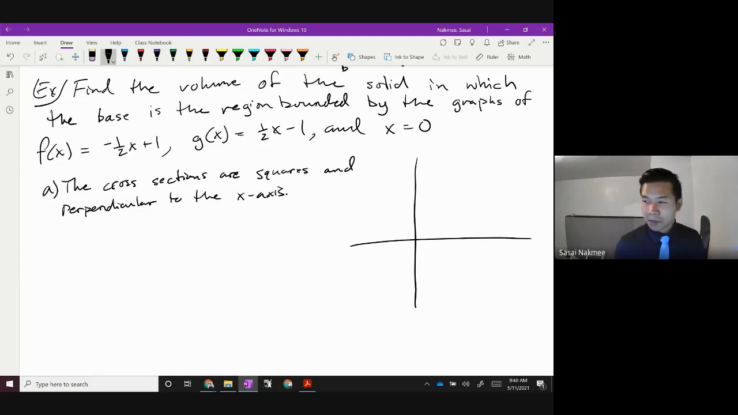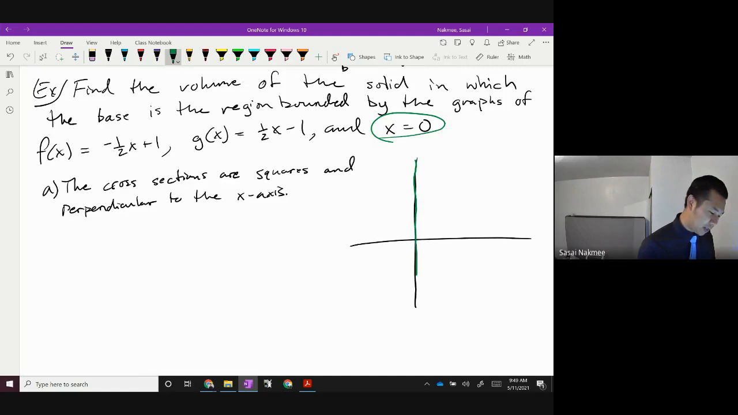Okay. So let's graph these guys out here. First things first, I like graphing this one first because x equals 0 is a very easy vertical line right here at the y-axis. So it just goes up and down like that, right? So that's the first line.